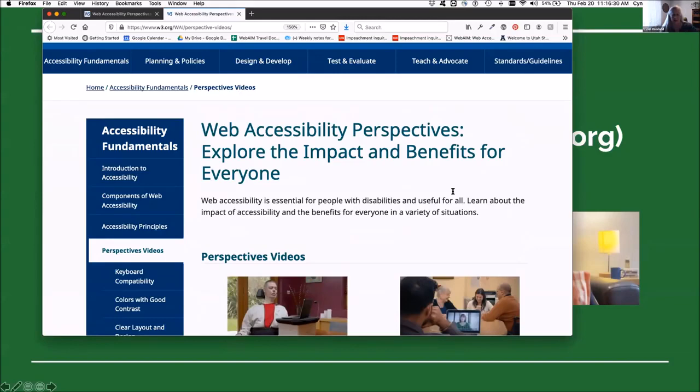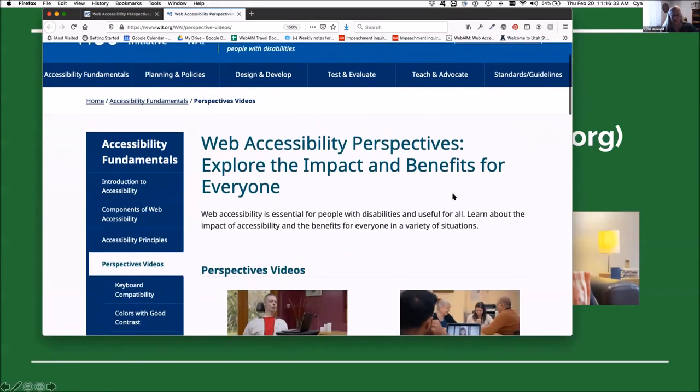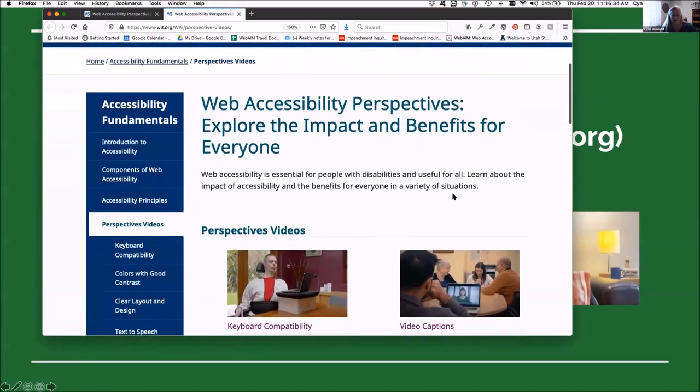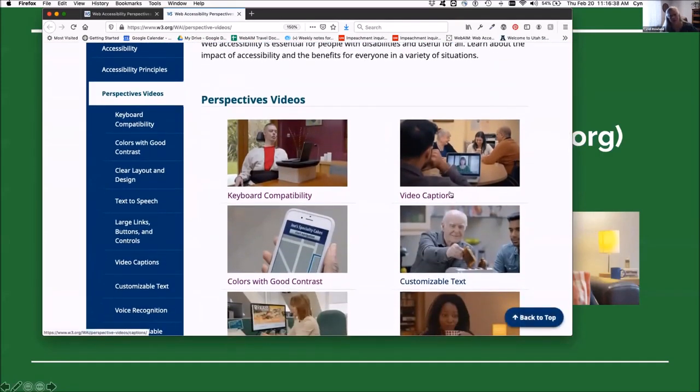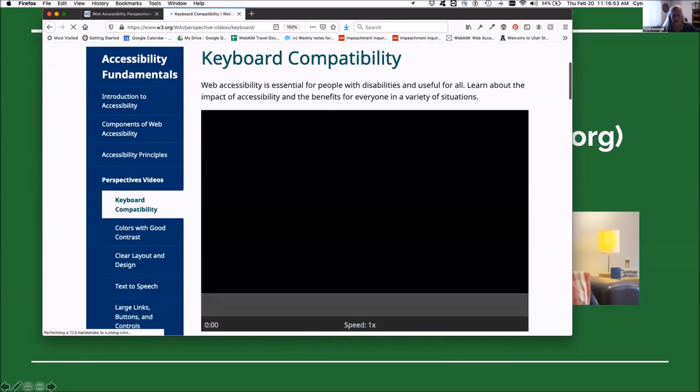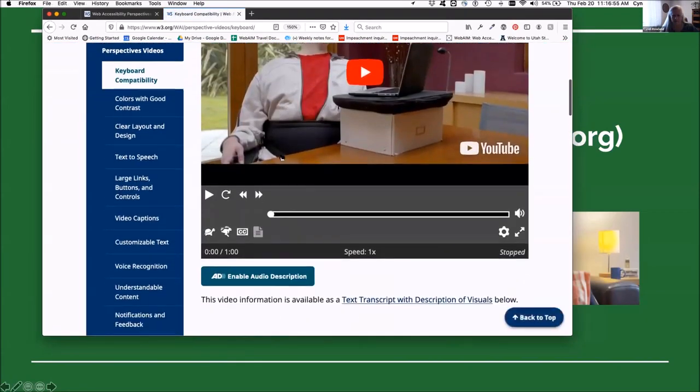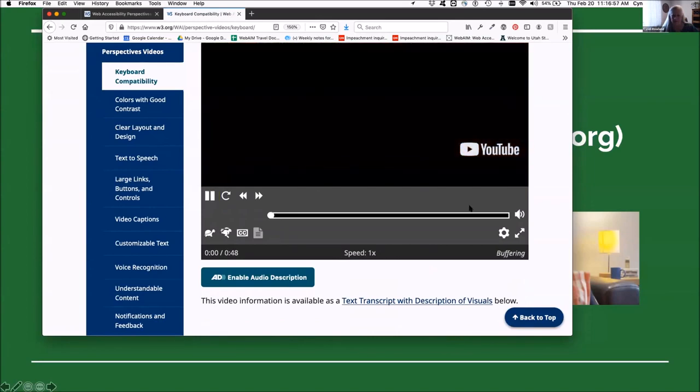The W3C has this wonderful array of short videos. They really show how a person with a disability, and persons in the general population, benefit from accessible design. They're super quick, so I'm going to give you just a couple of examples. So here is keyboard compatibility. And let me hit play.